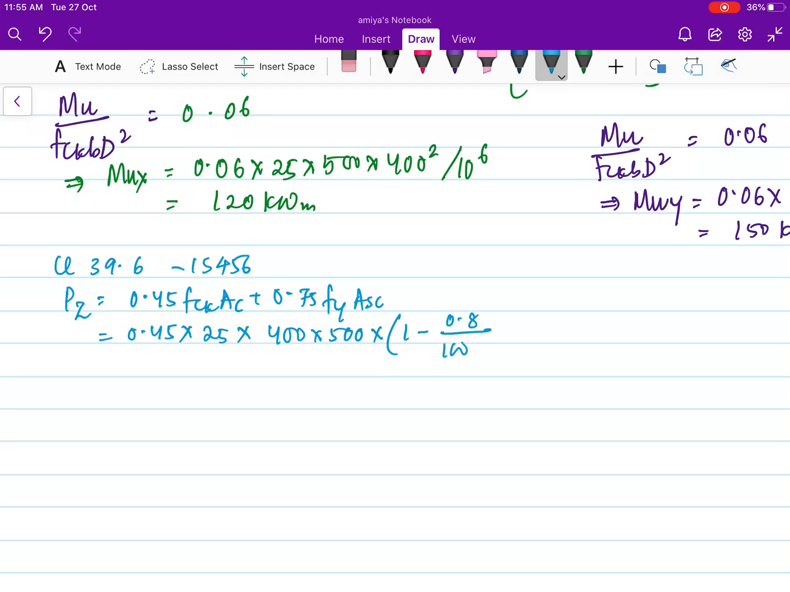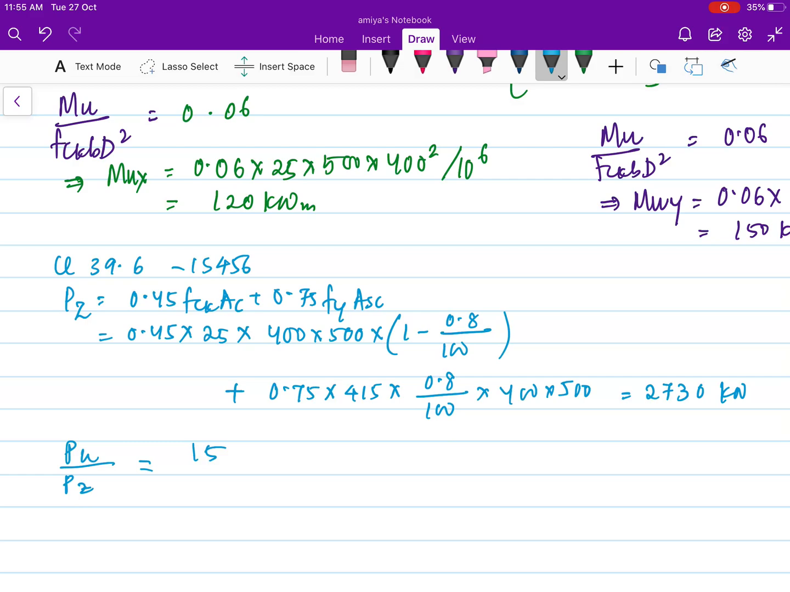So 0.8%, I'm going to reduce the steel area. So this plus 0.75 fy, fy is 415, and steel reinforcement is 0.8% of 400 into 500. So this comes to 2730 kilonewton. Okay. So now calculating the Pu by Pz value. Your axial force is 153.01 and your capacity is 2730, which comes to 0.056. So this is less than 0.2.